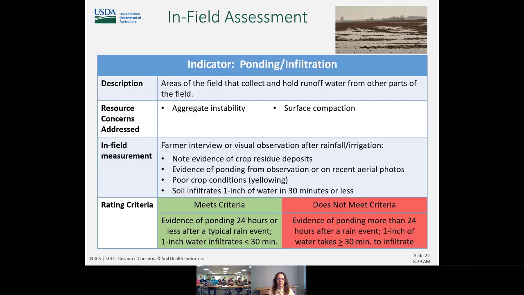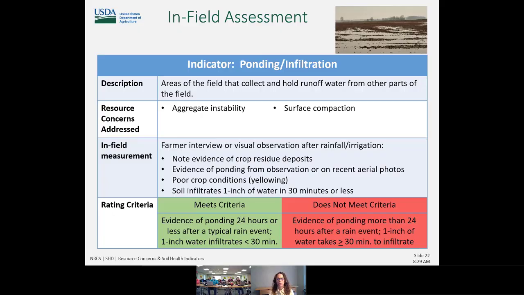So the next indicator is ponding and infiltration, and this is where areas of the field collect or hold runoff water from other parts of the field, and it can be associated with aggregate instability and compaction. And to complete the in-field measurement, the farmer interview is important. They would understand the ponding and drainage issues in the field and be able to identify areas.